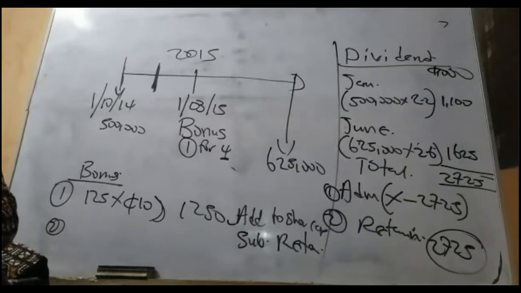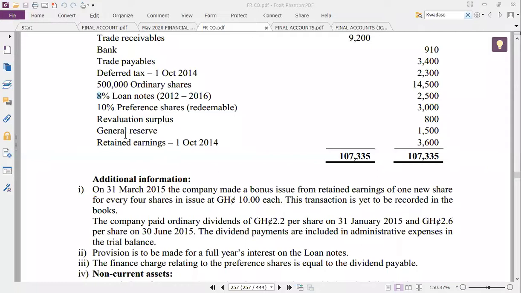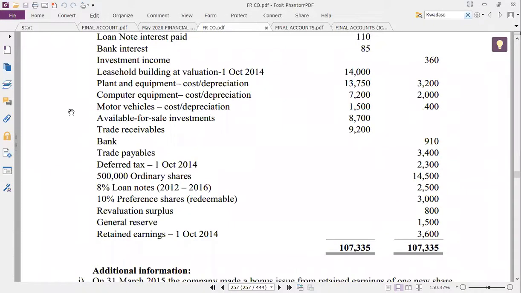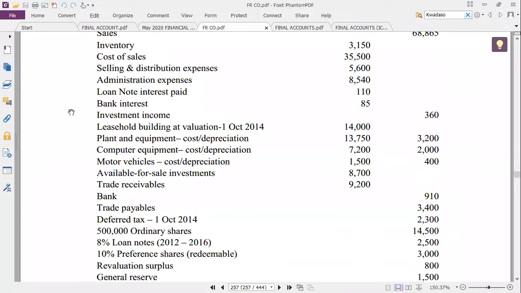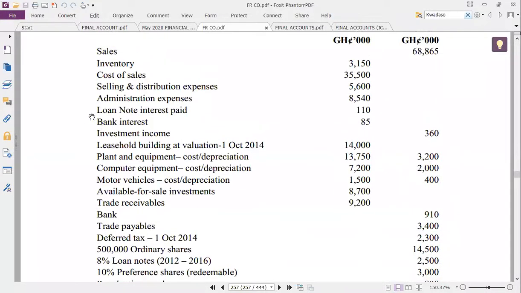Now, then you check the trial balance. If you see any interest on loan notes, whether they paid it or not, that's what they paid during the year. So let's check. Let's count through. If there is loan note interest, I'll check one after the other. There's loan note interest paid. This examiner is very good.